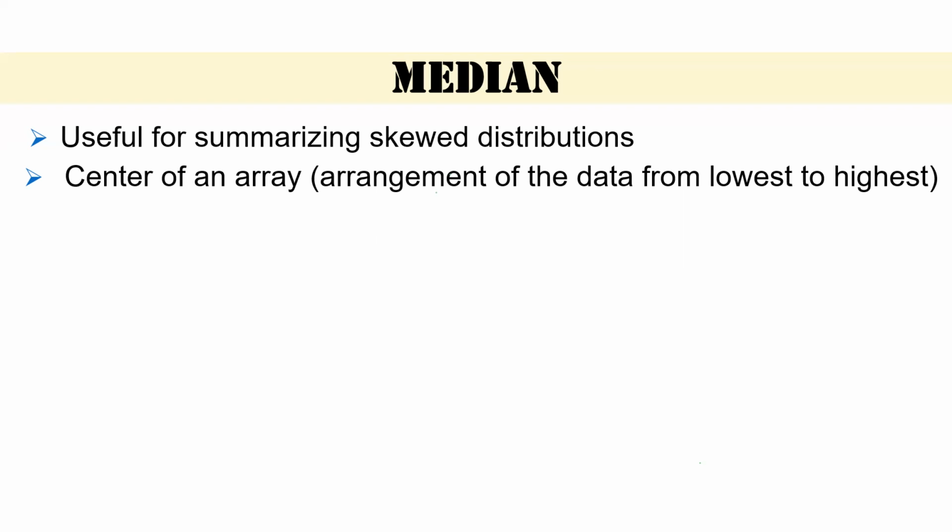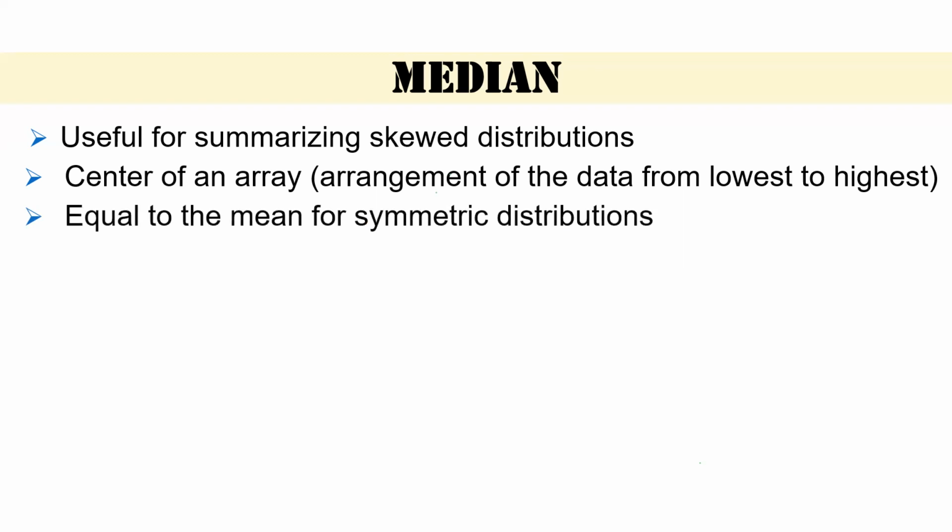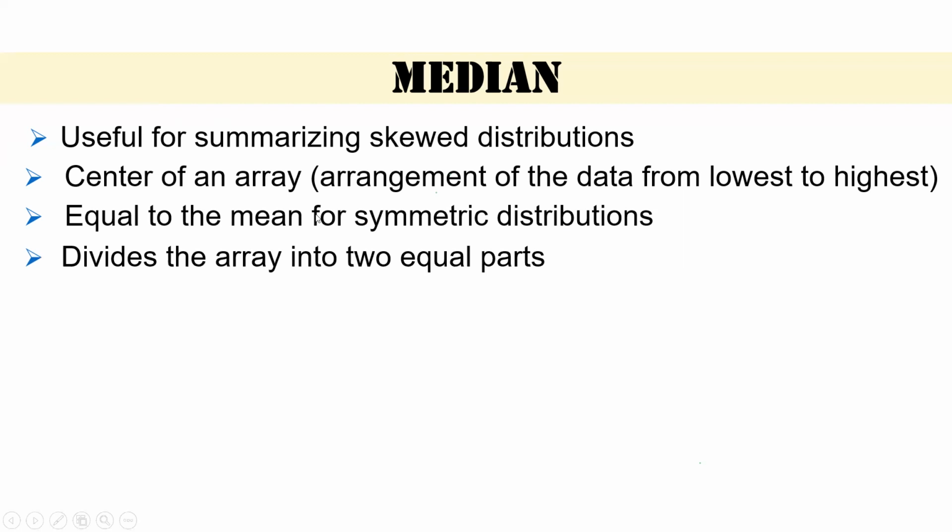And it is the number or a value that divides the array into two equal parts. The numbers less than the median belong to the lower half, and the numbers at the right of the median belong to your upper half. And it's equal to the mean for symmetric distributions. But again, you can only use this if your data is at least ordinal. Meaning to say, if your data is either ordinal, interval, or ratio, then the median may be computed.